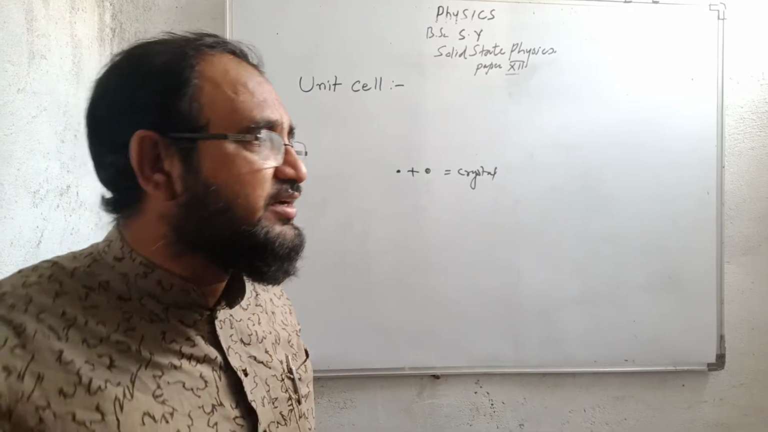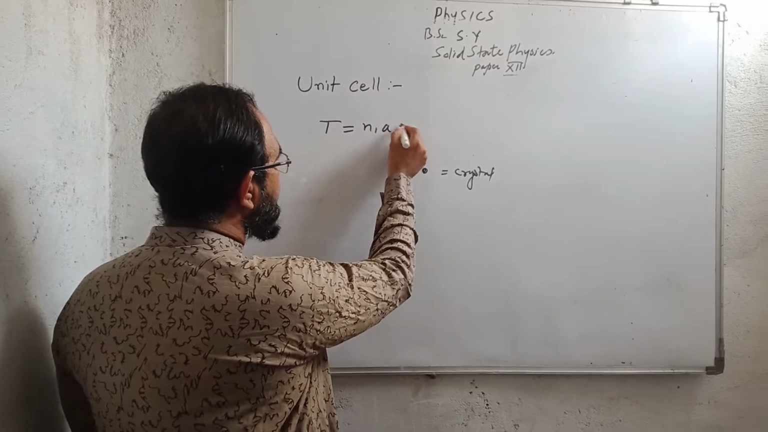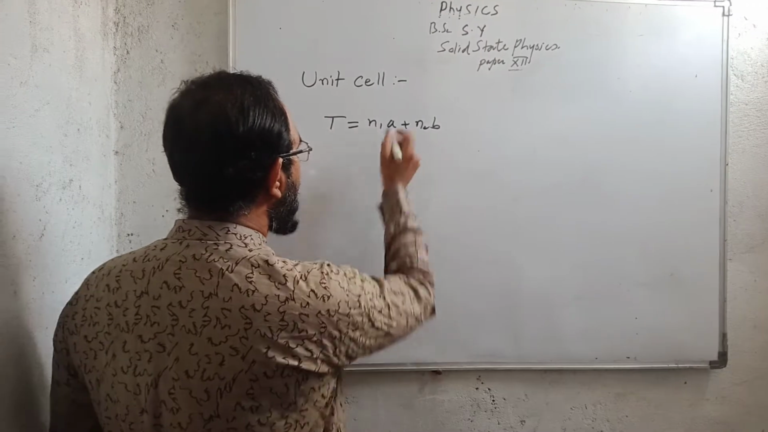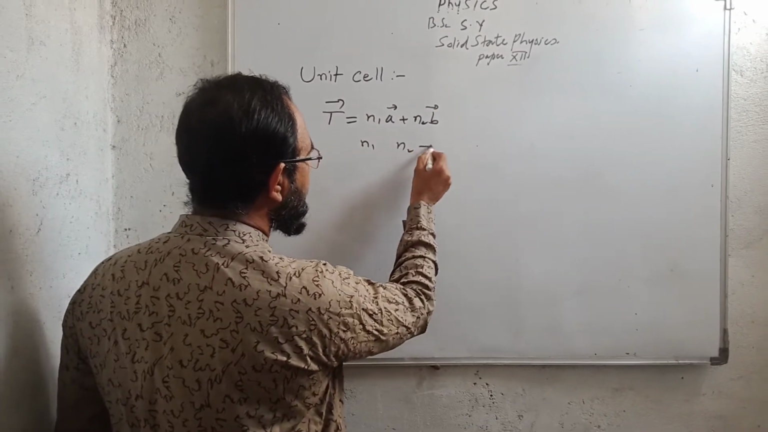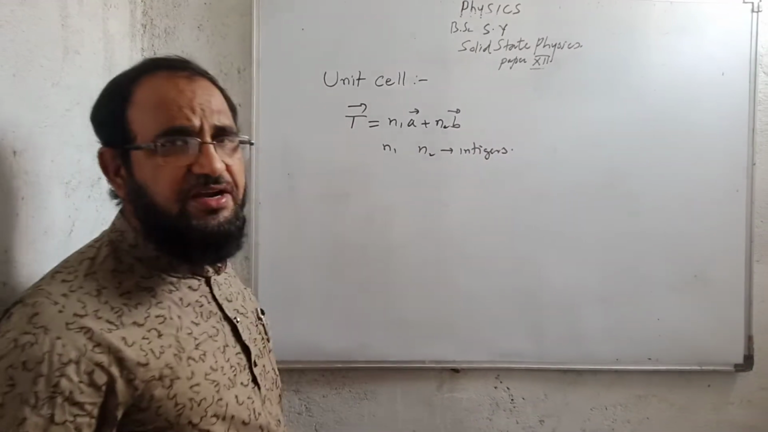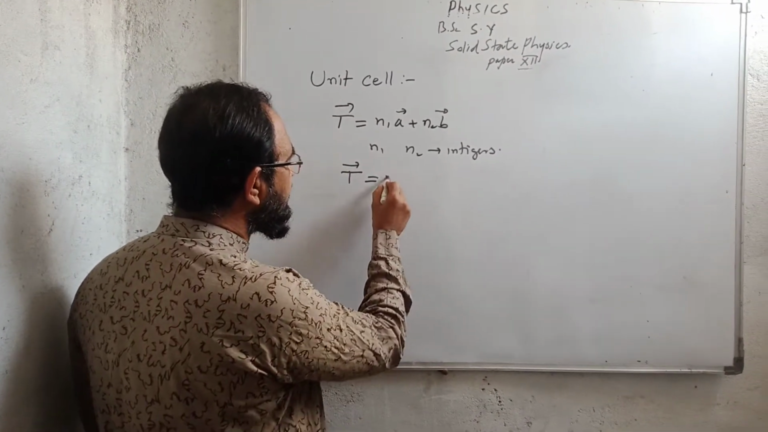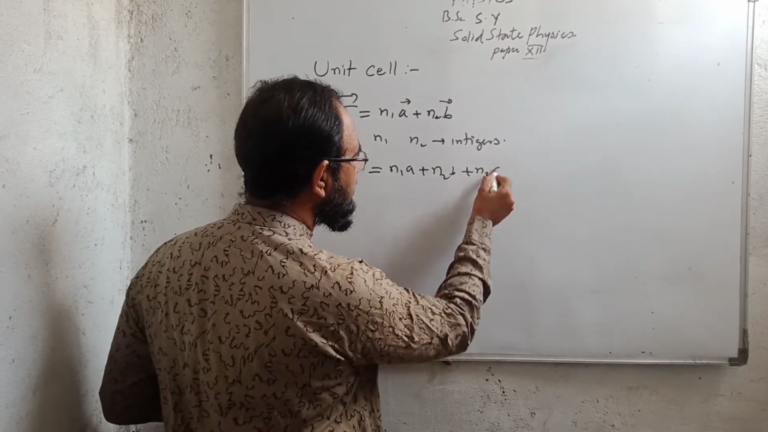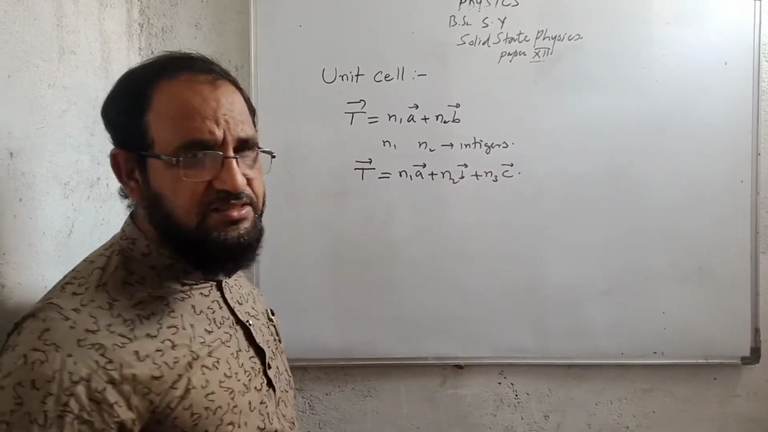And we have seen that the translation vector T can be written as n1a plus n2b, where a and b are the fundamental vectors and n1 and n2 are the integers. If I take the three-dimensional case, then we can write translation vector T as n1a plus n2b plus n3c, where a, b, c are the fundamental vectors.